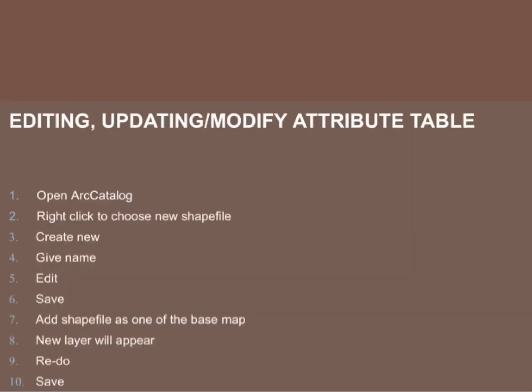This is how to add, update, and attribute table. Firstly, you need to open ArcCatalog and then right-click on the folder to choose New Shapefile. A new window will pop up on the screen called Create New Shapefile. Give the new shapefile a name. Just name it anything that corresponds to the project. Under the feature type drop-down, choose Polygon.